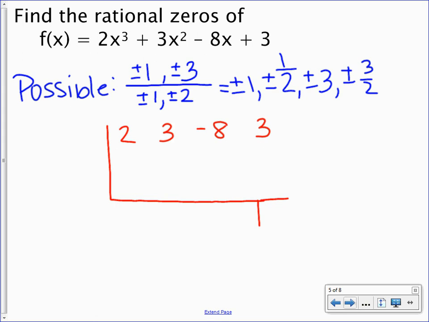Let's try 1. Bring down the 2, multiply to get 2, add to get 5, multiply 5 times 1 is, you lucky dog.